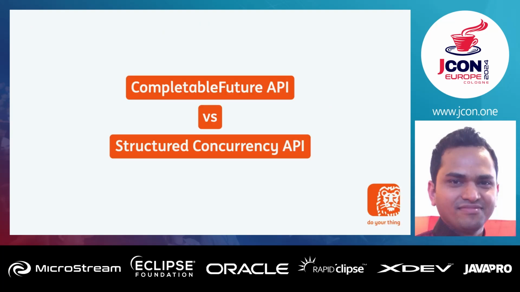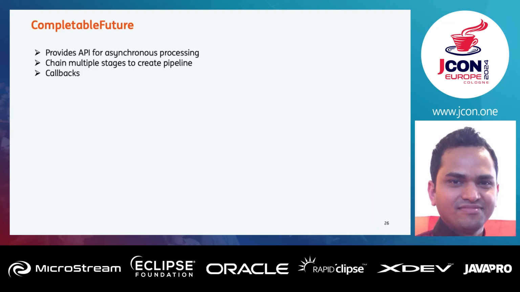Okay, so this is the end of part 2, and now we'll start part 3, where we will compare the CompletableFuture API with Structured Concurrency API. What we will do is we have a few examples, and for each example, we will first implement using CompletableFuture API, then using Structured Concurrency API, and then we will do a comparison. But before that, let's take a quick look at CompletableFuture. It provides a powerful API for asynchronous processing, and it allows us to chain multiple stages to create pipelines, and it does so by using callbacks.